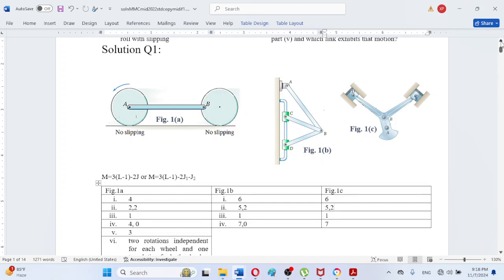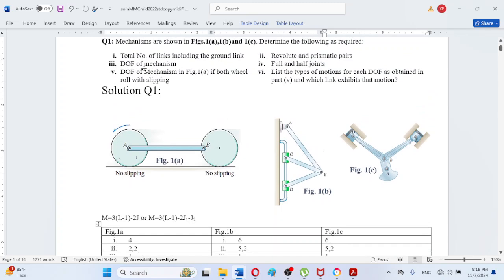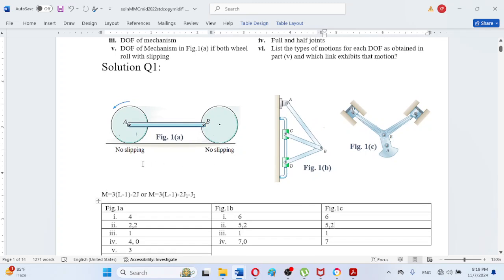Now we can solve the third clause, which asks for the degree of freedom of the mechanism, because as we can observe, this general formula is written here, where L is the total number of links including the ground. So the first row in this table shows the total number of links including the ground. L minus 1 in the first case will be 4 minus 1, that is 3. So 3 multiplied by 3 will be 9. So a total of 9 DOF will be available for this mechanism.